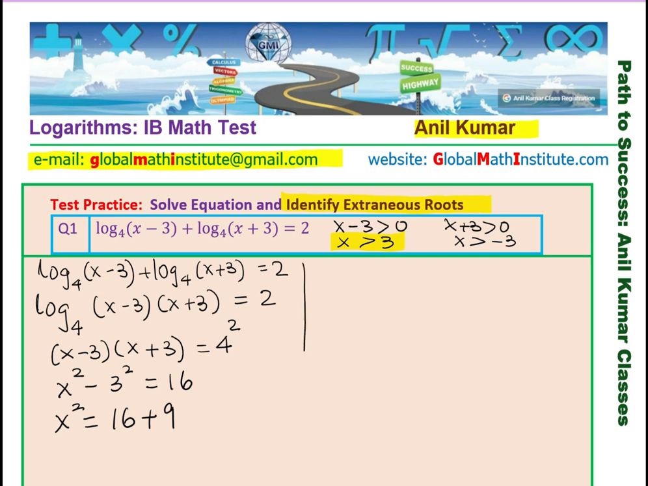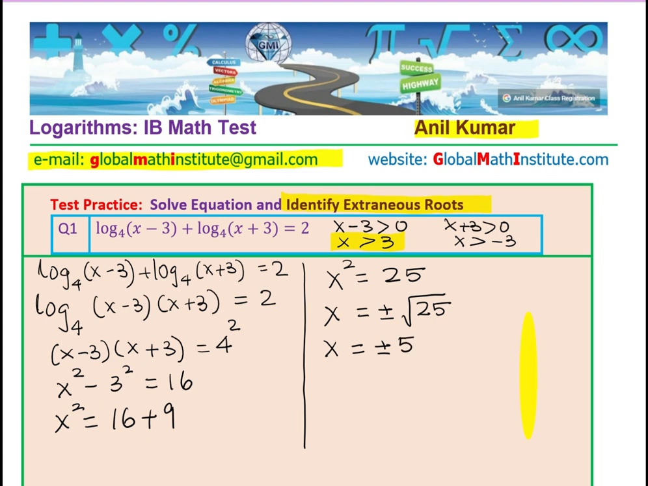And so what do we get? Well, clearly we get x squared equals 9 plus 16, which is 25. And when you take the square root, you have to write plus and minus, right? That gives you two solutions, which is x equals plus and minus 5. Now, since we know that x has to be greater than 3, we have one answer, which is x equals plus 5. So that is the correct answer. And then we have x equals minus 5, which is extraneous.